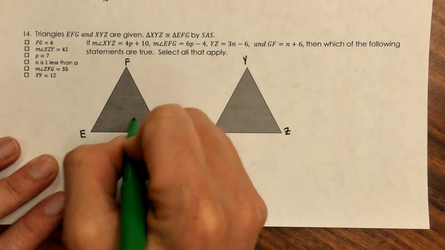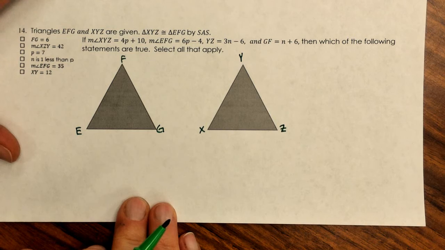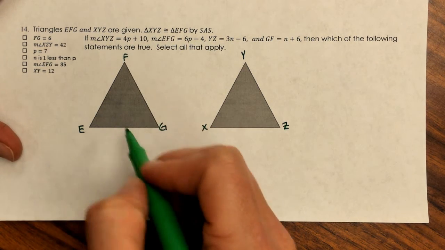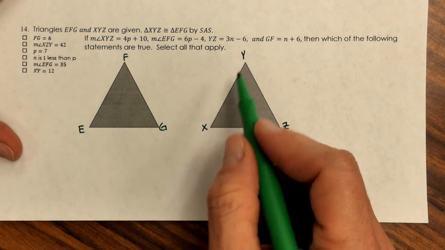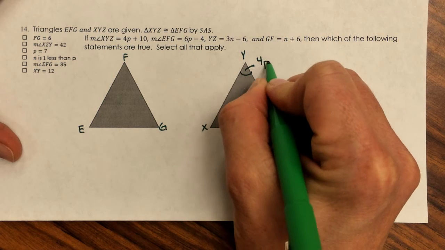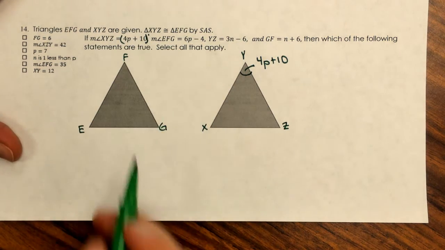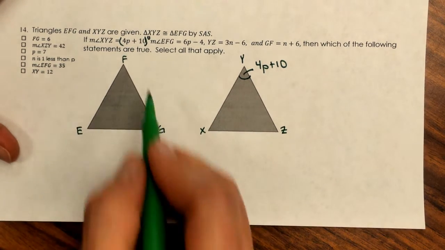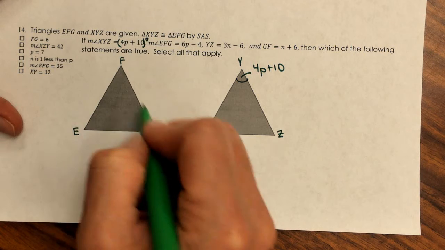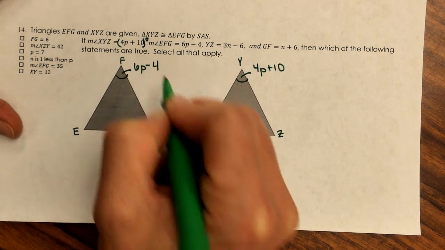and XYZ. Again, I want to go in the same order, and we know these are congruent by side, angle, side. So the measure of XYZ, this measure up here, equals 4p plus 10, and they definitely should have put a degree sign up here, but they didn't. That's my degrees. It's an angle, it should be degrees. And then EFG, this right here, is 6p minus 4. Okay?